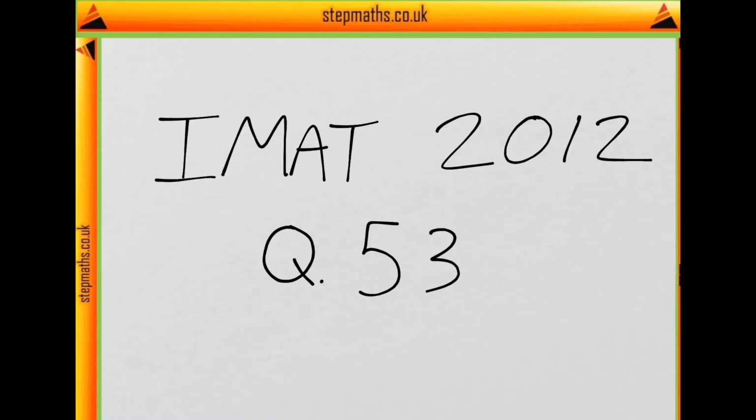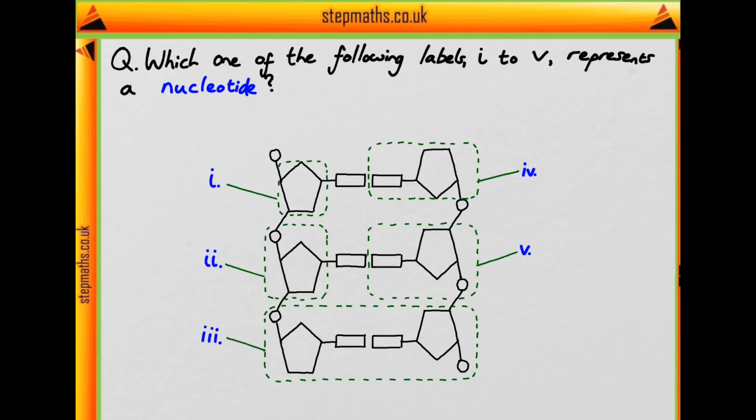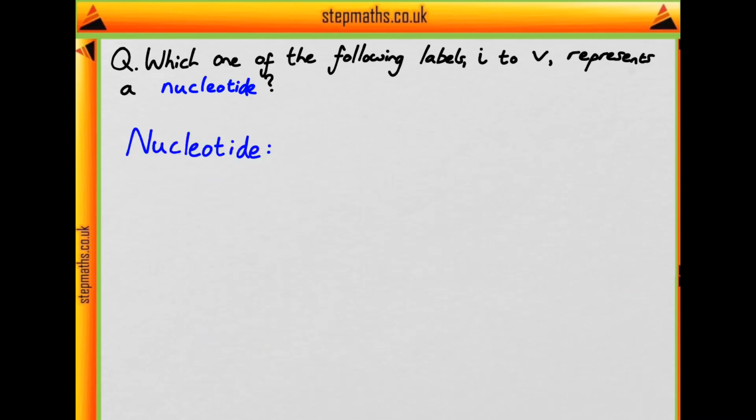This video is on question 53 from the 2012 IMAT paper. In this question, we're asked which one of the following labels I to V represents a nucleotide, and we're shown this diagram here. So first, let's make sure we actually know what a nucleotide is.